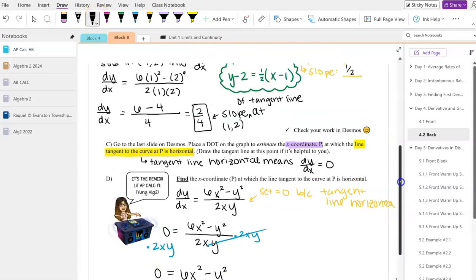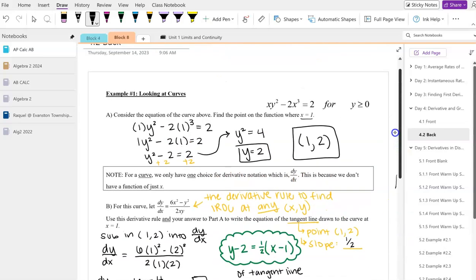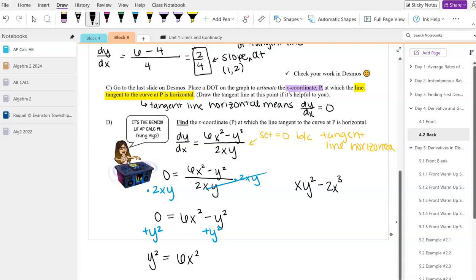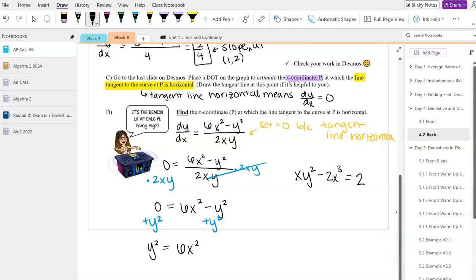All right, let's write down the original equation that they gave us. It was xy squared minus 2x cubed equals 2. And if you can sense where this is going, we are going to use substitution. We're going to set up kind of like a system of equations. So y squared is equivalent to the thing that I just put around the cloud, and I'm going to replace y squared in that equation with 6x squared. So I've got x times 6x squared, and then minus 2x cubed equals 2.